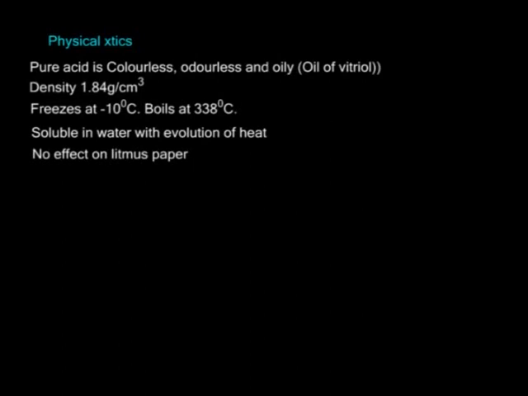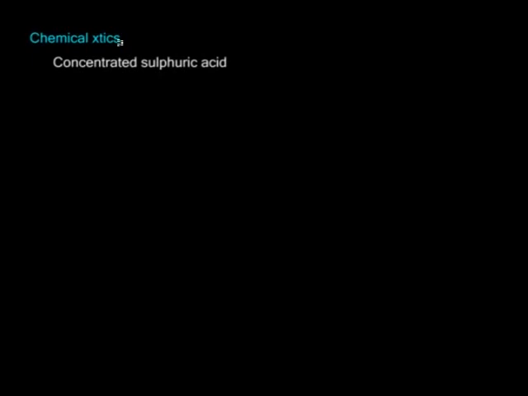Pure sulfuric acid is a colorless, odorless liquid. It has a high density and boils at 338 degrees Celsius. It dissolves in water with evolution of a large amount of heat and has no effect on litmus paper.